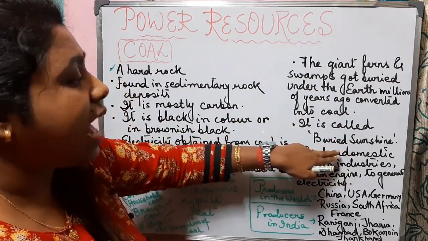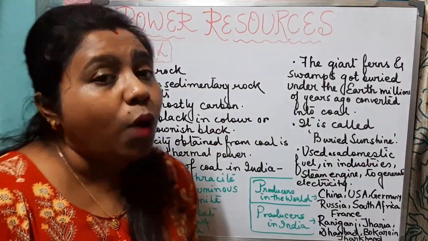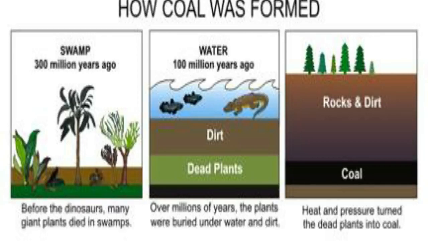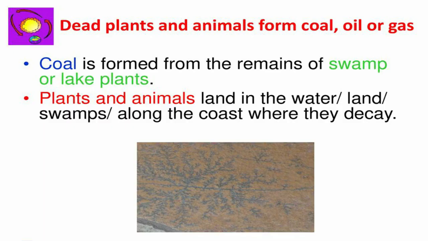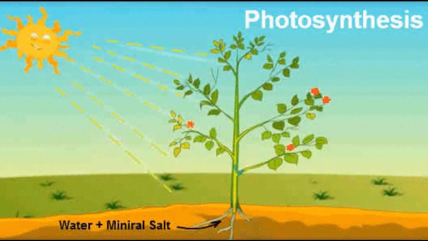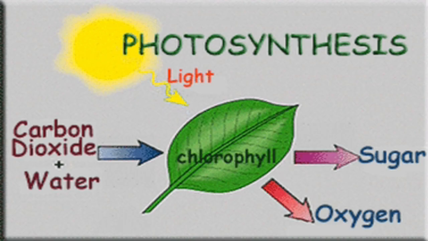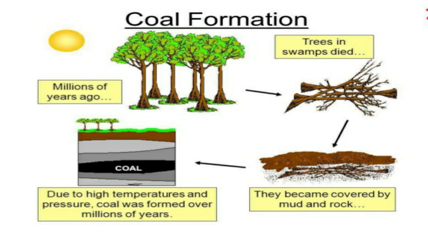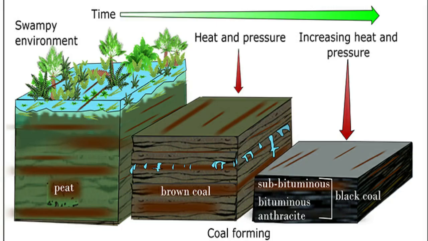Coal is called buried sunshine. Now let us know why coal is known as buried sunshine. Coal was formed around 400 million years ago. Coal is formed from the remains of plants and animals. The plants used photosynthesis to collect energy from the sun to develop compounds that created plant tissues. When coal was formed, the earth was covered with swamps. Plants died and the remains settled to the bottom of the swampy area, creating layers of a soggy, dense material called peat, the first stage in the formation of coal.